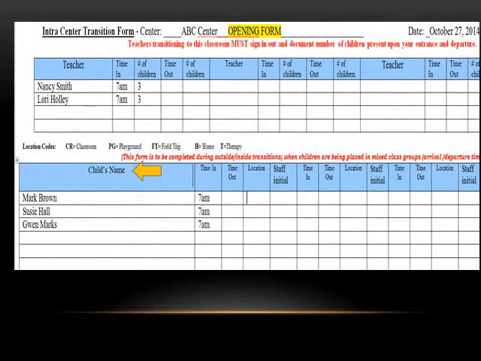The 3 children that arrived during the opening of the center are then recorded in the section below labeled Child's Name. The time of arrival is also recorded. The children's names are handwritten as they arrive to the center, not pre-typed the day before.